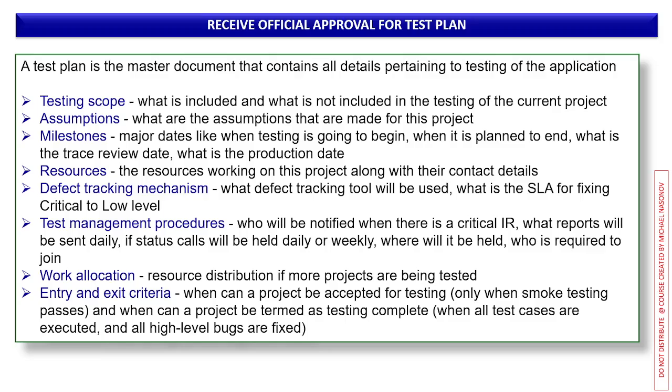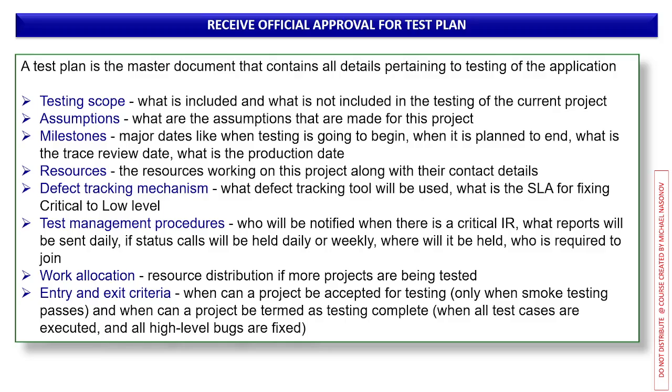Assumptions. You have to record your own assumptions. What might happen during testing for this project. Milestones, major dates, like when testing is going to begin, when it's planned to end, and the review date. What is the production date? Resources, actual resources working on this project, along with their contact details, because during the actual testing phase something might happen. Somebody might leave the company, somebody might join the company, or something else might happen.